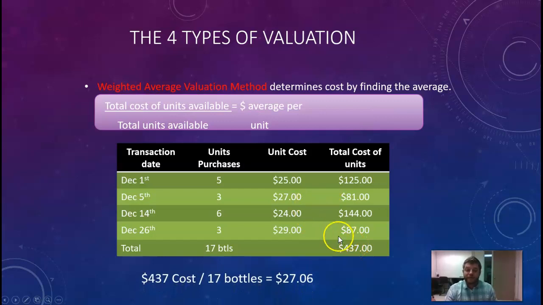So this is one of the easier ways of doing it. We would just take the $437 divided by 17 bottles, and on average, we spent $27.06 per bottle. With this information, now I know how much I can charge the guest. So if I want to charge the guest twice the amount, then every bottle is going to cost them $54.12 if you're doing that. Say $54, and then I'll just charge that regardless of whether I bought it for $24 or $29.